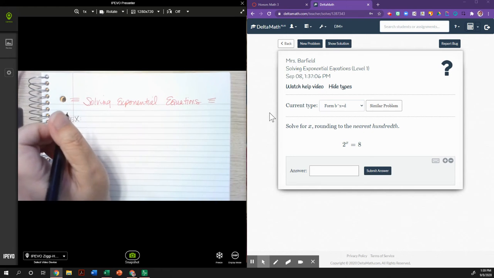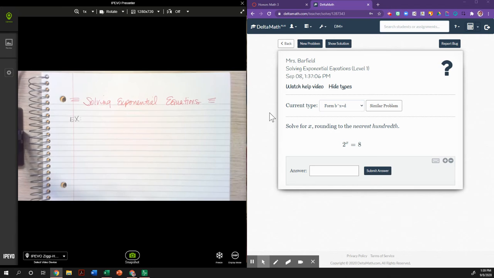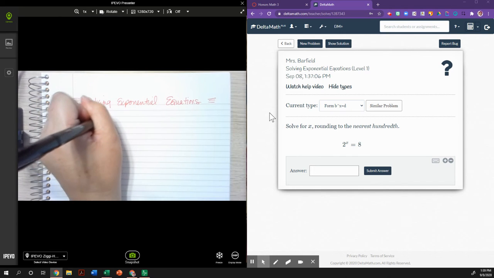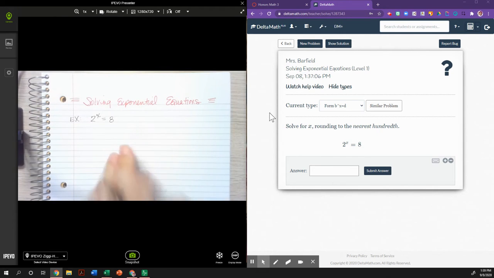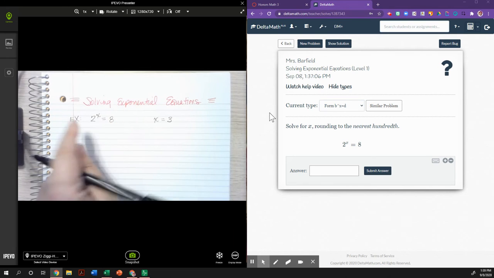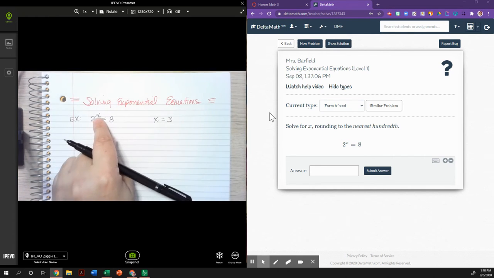Now, I know right now you're probably looking at the example going, I know what the answer is. Fantastic. Let me show you how to do the work. All right, so 2 to the x equals 8. I know we know x is 3. I know 2 to the third power equals 8. But how do I get that? How do I solve for a variable that is located in the location of an exponent?